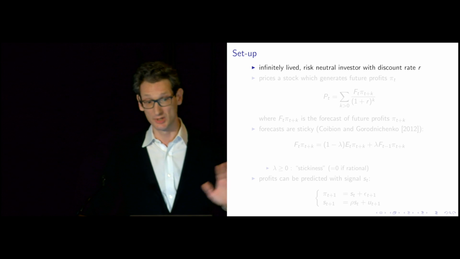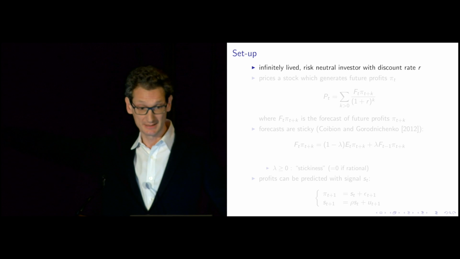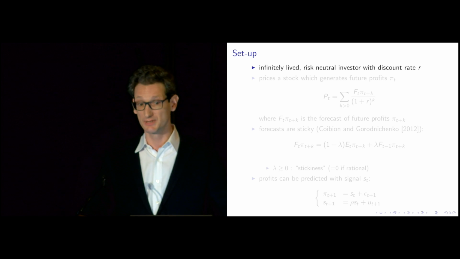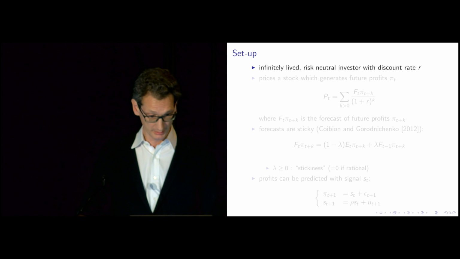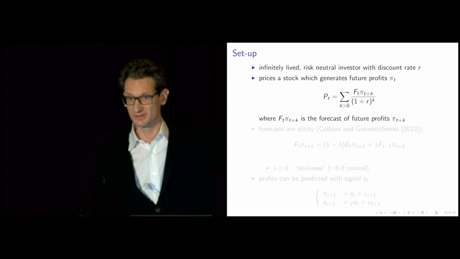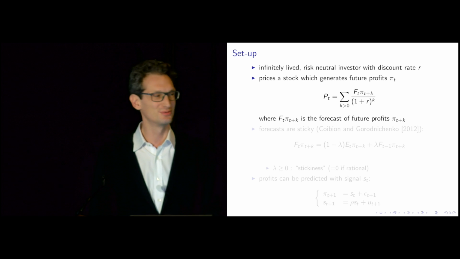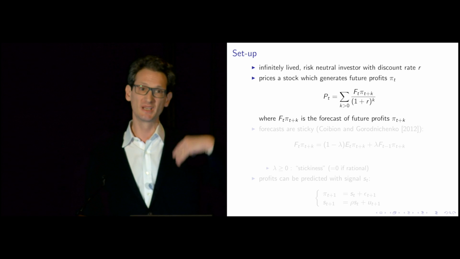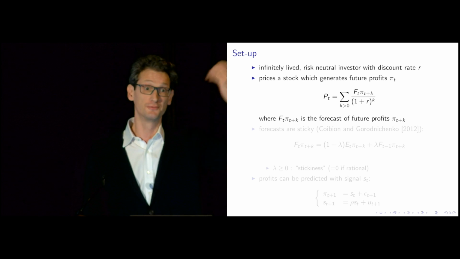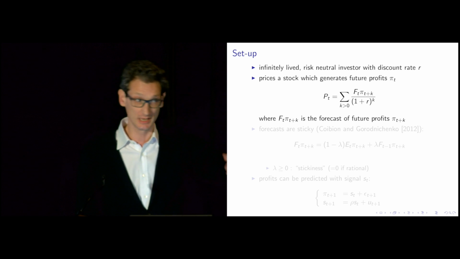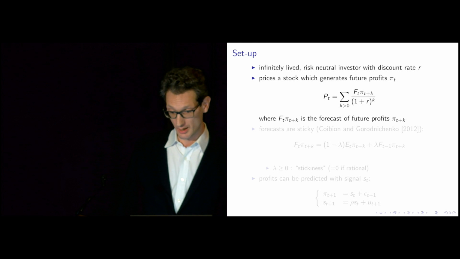The model is extremely simple. It's bare bones. Everything is in one slide. You have infinitely lived agents that are risk neutral, that have a discount rate R, and they price a stock which generates future profits. And obviously, the price of the stock is equal to the sum of future profits discounted by R. And of course, because those profits are uncertain, you need to forecast them. So as of day t, you try to forecast all profits P_{t+k} in the future.